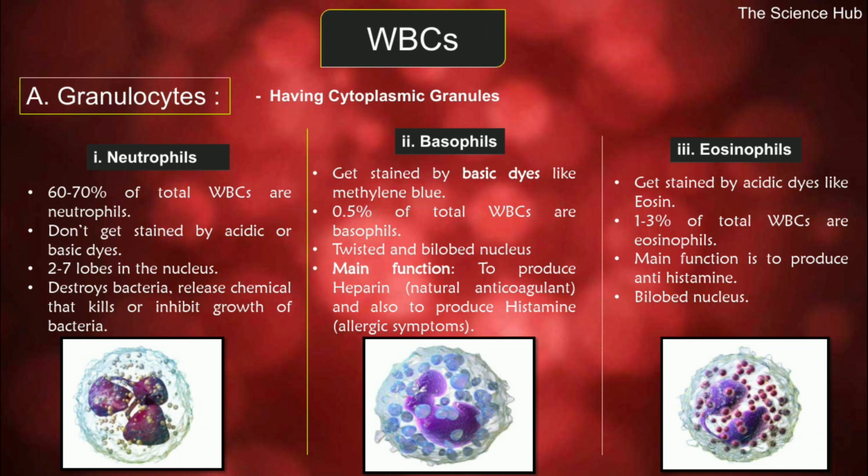Eosinophils. They get stained by acidic dyes like eosin. They make up 1 to 3% of total WBCs. Their main function is to produce antihistamine, which is responsible for the suppression of the allergic symptoms of the body. They have bilobed nucleus.